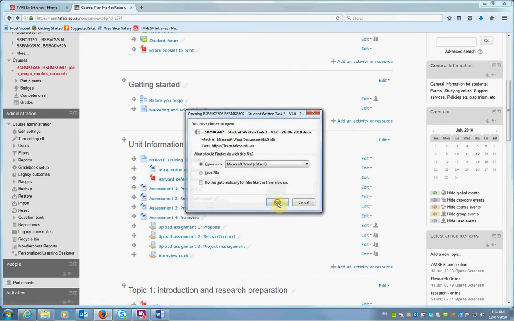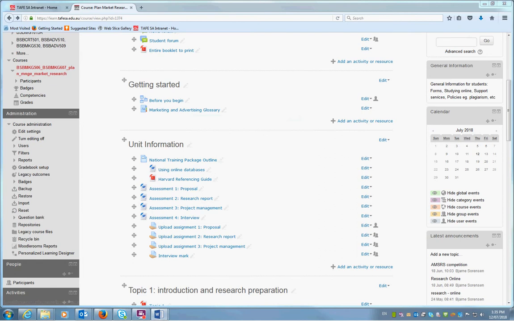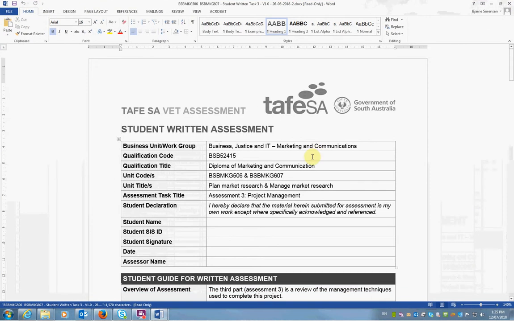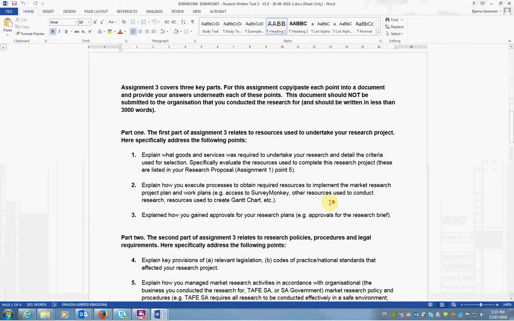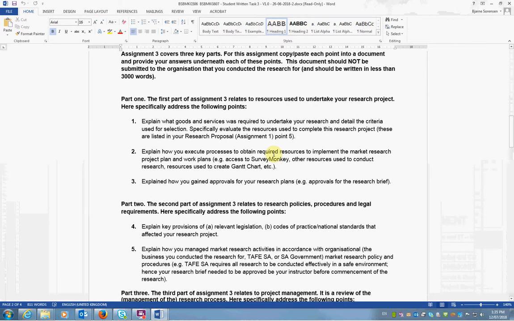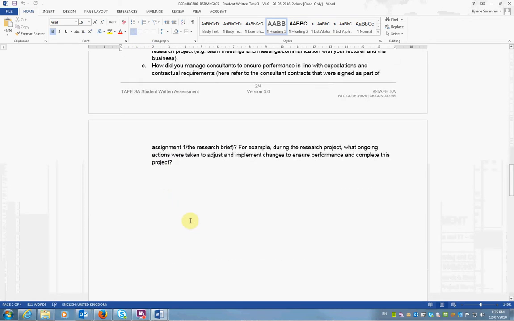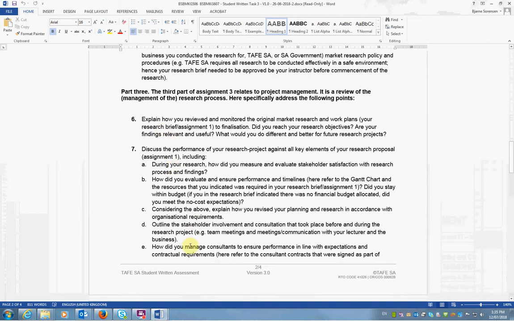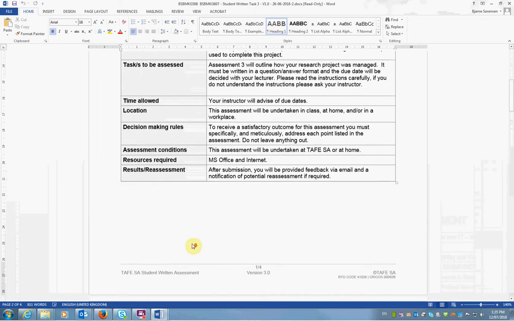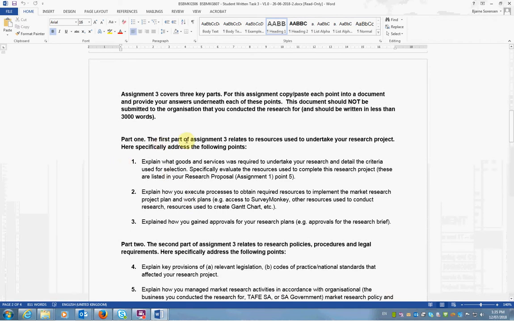So if we open this document and have a look, you need here to basically address each of these points. There are 7 points and some sub-points here that you need to address. So the first part relates to the resources that you use to undertake your research project. And you in particular need to explain these three things.